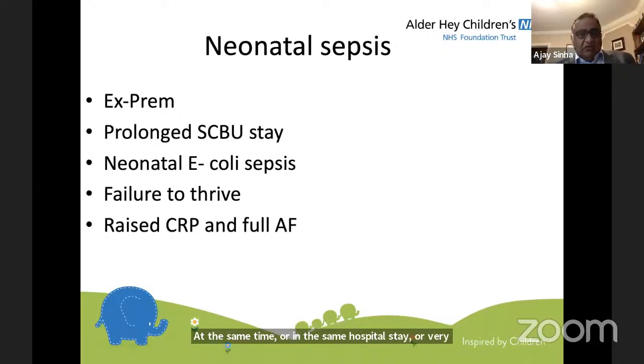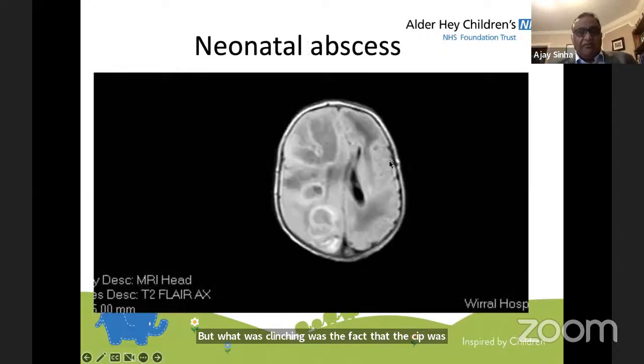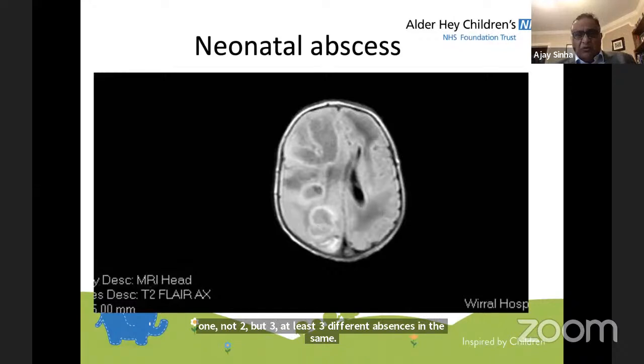This kid was an ex-prem 25-weeker, had a long stay in the pediatric SCBU unit, had E. coli sepsis, and was not thriving very well. The main reason they did a scan was because the fontanelle was full. They were thinking more in terms of hydrocephalus. But what was clinching was the fact that the CRP was raised, which made us a bit concerned. And this is what the child came with. Not one, not two, but at least three different abscesses in the same go. And this child was barely 31 weeks corrected.